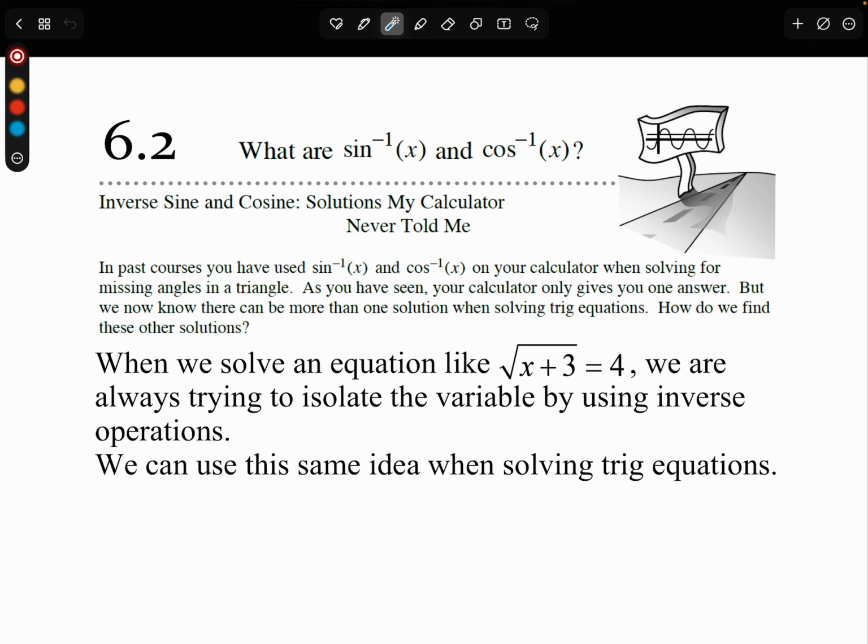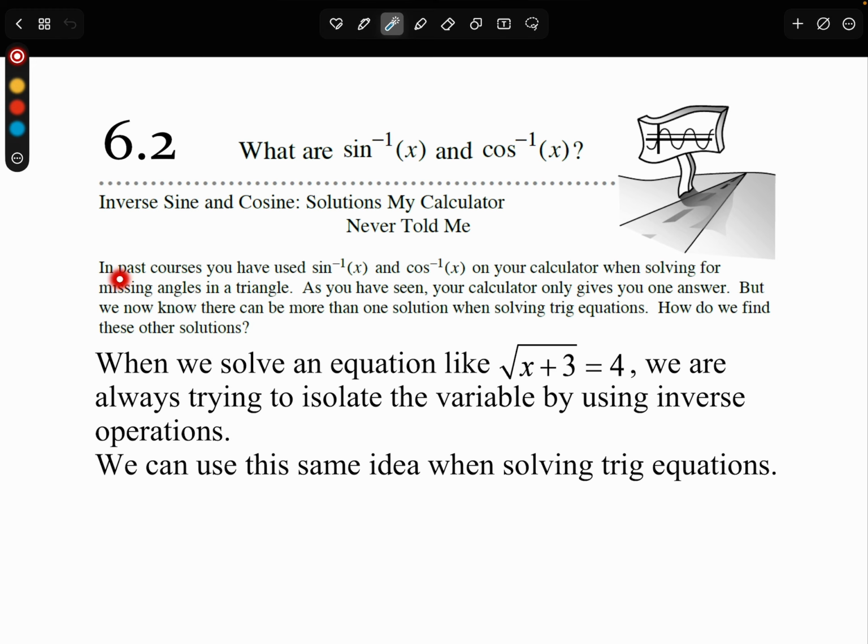Today we're going to look at solving more trig equations, but we're going to look at some different kinds of equations and look at some different methods for solving. We're going to focus on the sine and the cosine, and we're going to look at what values our calculators are going to give us when we're solving our equations.